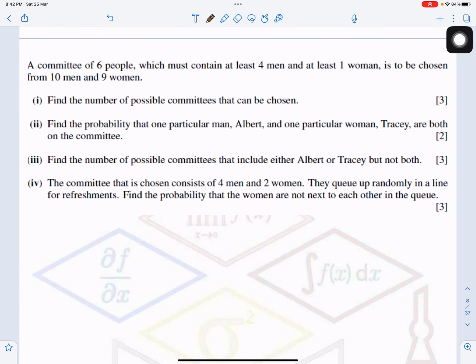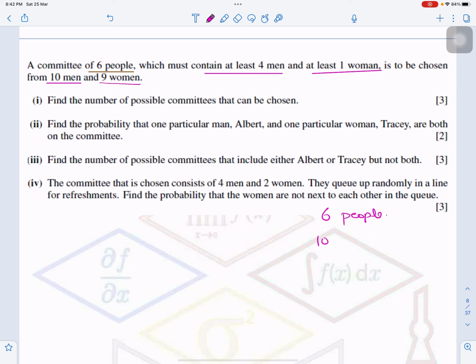This question is about a committee of 6 people. Now let's start highlighting the important points. Okay, let me change the color. So the committee should have at least 4 men, at least 1 woman, and how many are there? From 10 men and 10 women. So let's write down information here so that we remember it. 6 people we have to select.